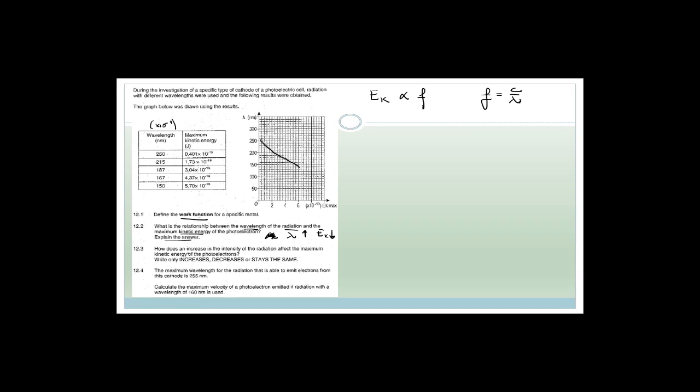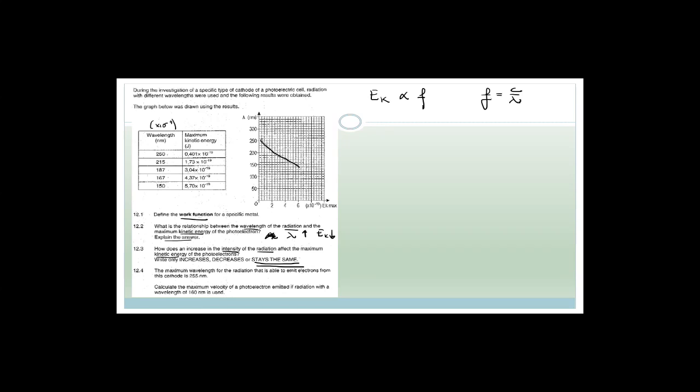Now it says, how does an increase in the intensity of the radiation affect the maximum kinetic energy? And as we've spoken about before in the previous question, it stays the same. So you can see that this is a typical question where they like to ask the differences between how wavelength and frequency affect the kinetic energy or the velocity, and how the intensity affects the radiation.